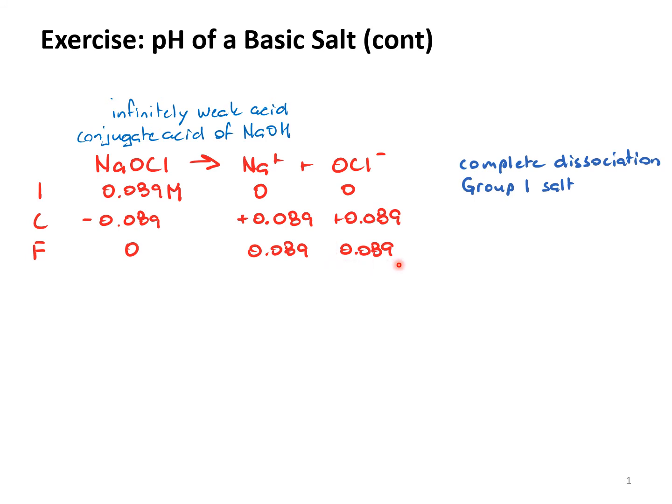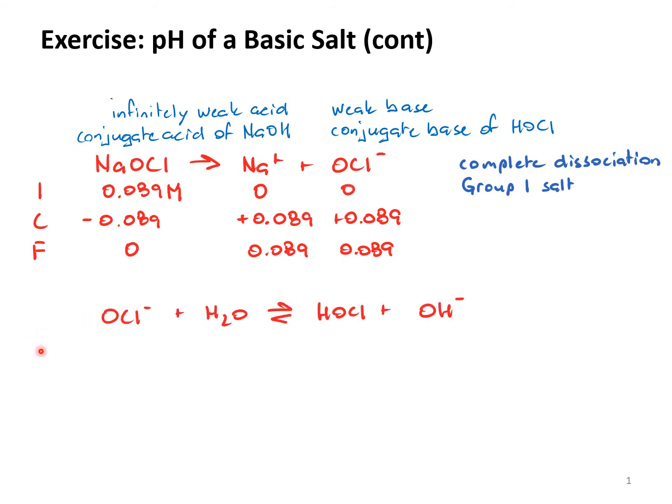And so we will write the equilibrium reaction for the weak base hypochlorite. Hypochlorite plus water will react to produce hypochlorous acid plus hydroxide. Here we see that hypochlorite is basic as it produces hydroxide ions. So this is now an equilibrium problem, and we will have to fill in the ICE table.